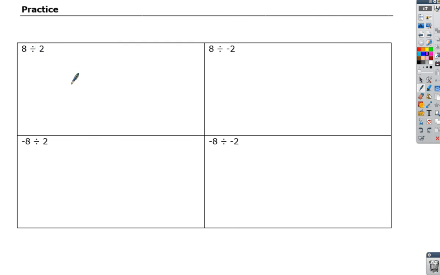Okay, we have 8 divided by 2, and that's 4. 8 divided by negative 2. Well, 8 divided by 2 is still 4. A positive divided by a negative is a negative. Negative 8 divided by 2, we'll still do 8 divided by 2, which is 4. Well, the negative divided by a positive is a negative. And negative 8 divided by negative 2. 8 divided by 2 is 4. And a negative divided by a negative is a positive. So we have a positive 4.